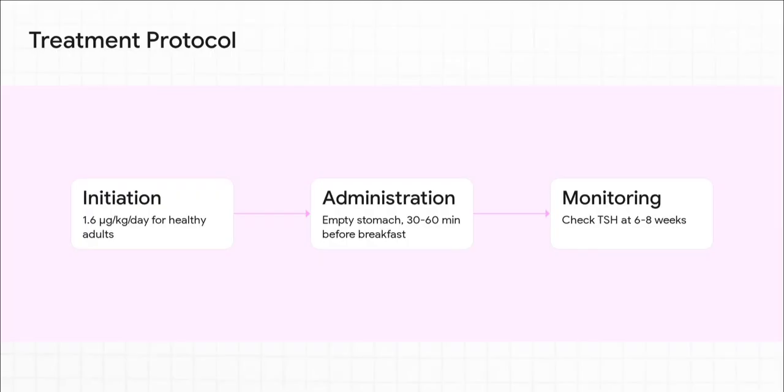Let's break down this highly specific treatment protocol step by step. Step 1 is initiation, generally starting at 1.6 micrograms per kilogram of body weight per day for healthy adults. Step 2 is administration, and listen up, this is absolutely critical. Patients must take this medication on a completely empty stomach, 30 to 60 minutes before breakfast. You cannot take it with calcium, iron, or antacids because they'll block absorption. And finally, step 3 is monitoring. You've got to check the TSH at 6 to 8 weeks to see if that dose needs a tweak.